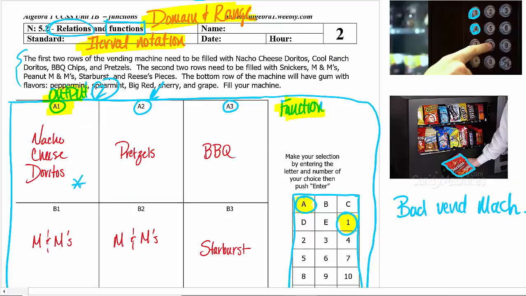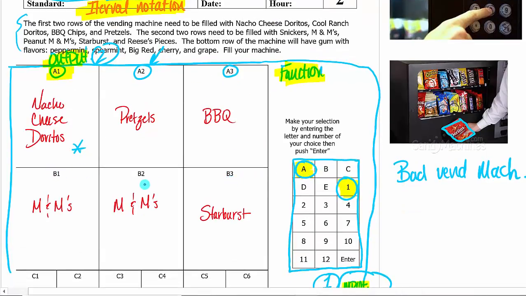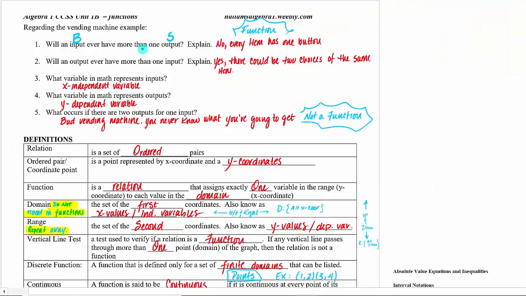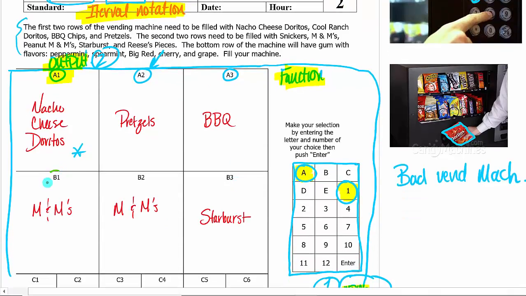But you're like, wait a minute, Mr. Hallam, wasn't there two M&Ms? You're correct. Let's change our color here and talk about that. You can have a vending machine kick out the same snack twice, which is the exact opposite of what this question says. Will it ever have more than one output? But this is specific to one input. If you go back and look at this machine, this is one input, B1. There just happens to be a second input that produces the same snack, or M&Ms in this case. So if I press B1 and B2, I get the same snack. But those are two different inputs.